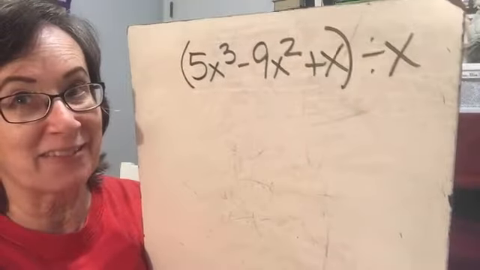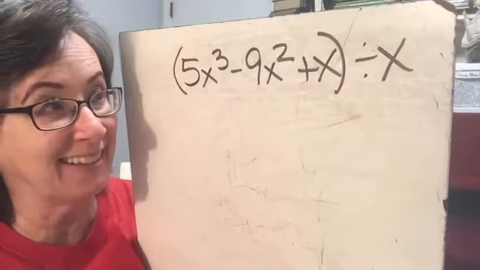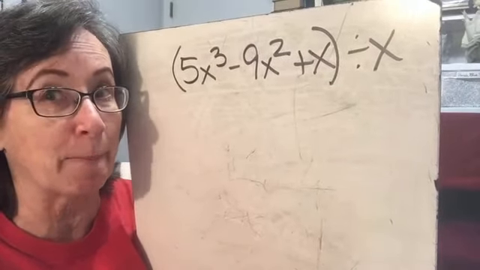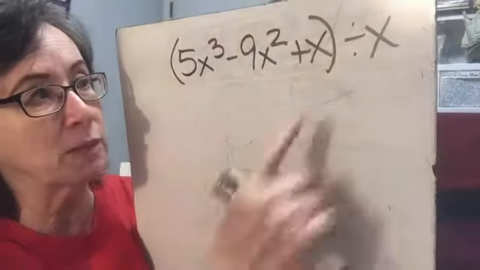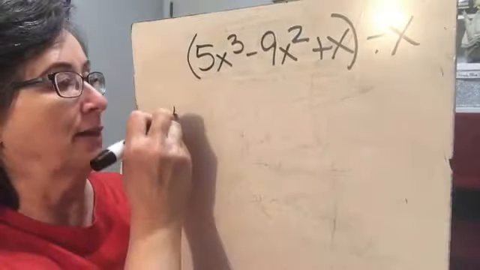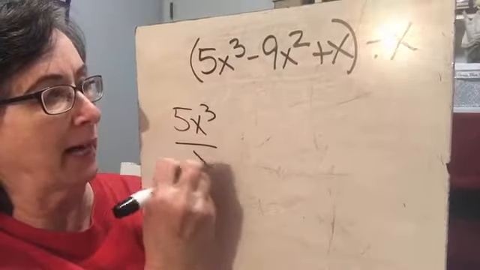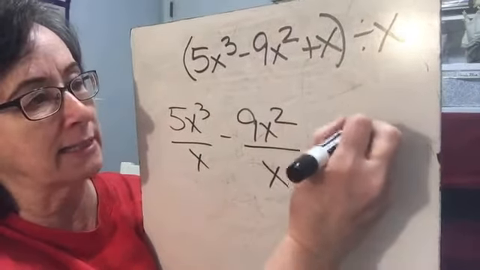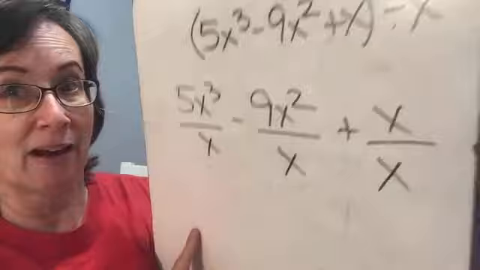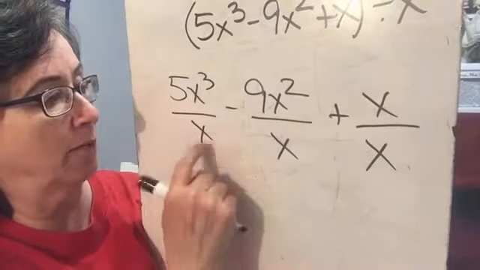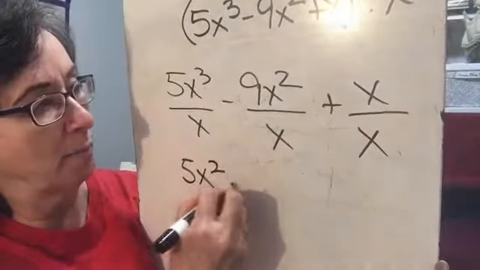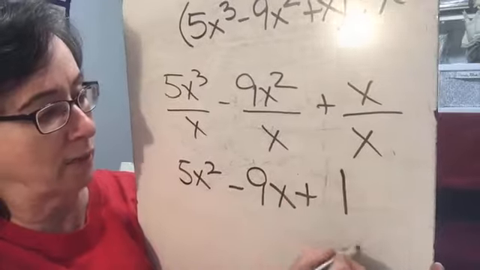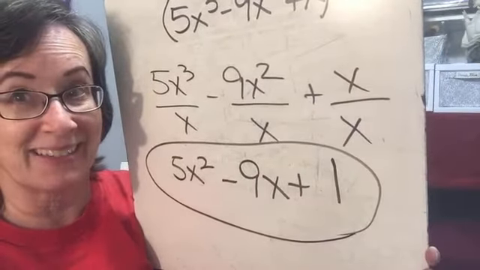All right, so this is the first practice problem. Copy it down and then pause your video. Notice that this one is one of the easy ones. We're only dividing by a monomial, one term, which means we're going to take this x and put it under each term. So that's going to be 5x cubed divided by x minus 9x squared divided by x plus x divided by x. And then our final answer, 5x cubed over x is 5x squared, minus 9x squared over x is 9x, plus x over x is 1, and that's all there is to it.